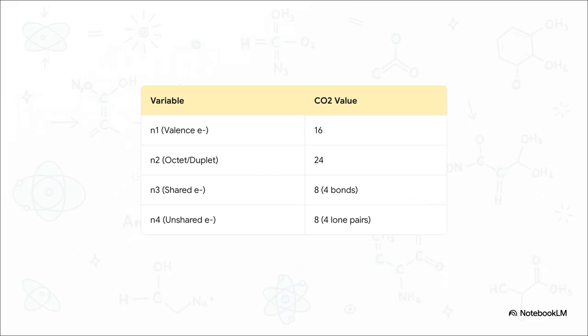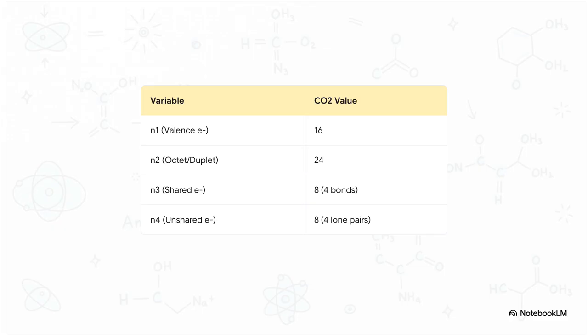Let's plug some actual numbers in for carbon dioxide, CO2. Carbon has 4 valence electrons, and each oxygen has 6. So N1, what we have, is 4 plus 12, which gives us 16. For N2, what we want, we have 3 total atoms that all want a full octet. 3 times 8 is 24. Now for N3, our shared electrons, 24 minus 16 leaves us with 8 shared electrons.